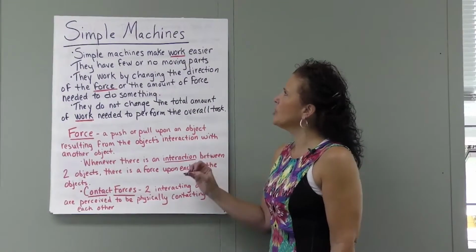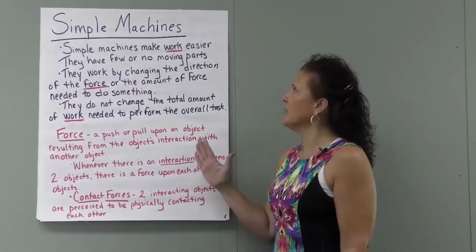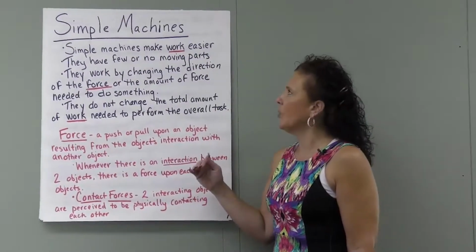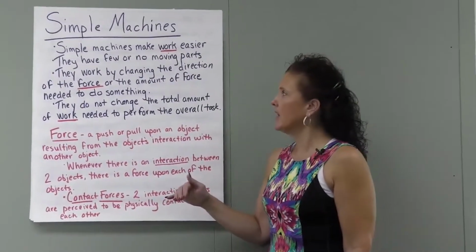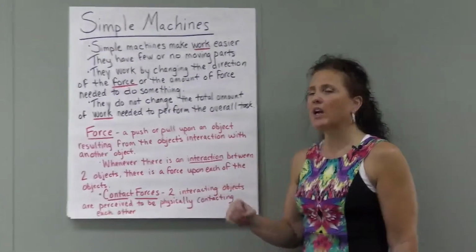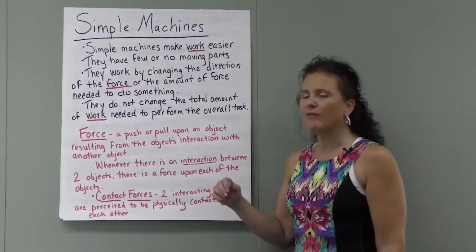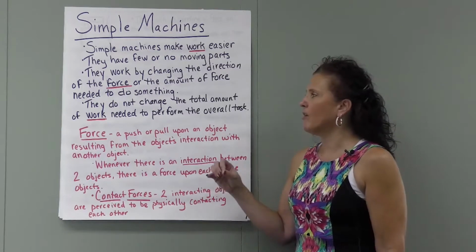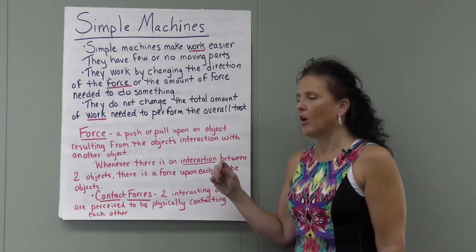We're going to look at simple machines and what they do. The purpose of a simple machine is to make work easier, right? They don't have very many or any moving parts, and they work by changing the direction of the force or the amount of force we need to do something. They do not change the total amount of work needed to perform the overall task.